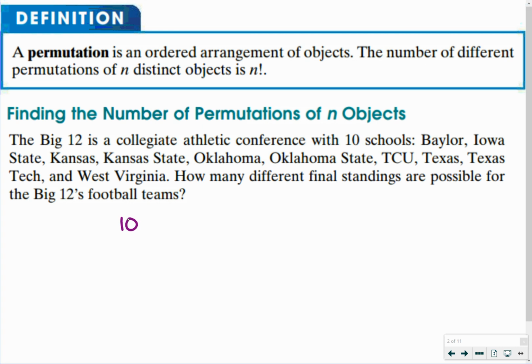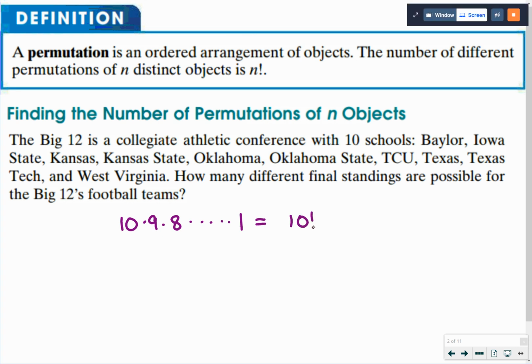For second place, first place has already been assigned, so there are 9 possibilities. For third place, first and second place have already been assigned, so now there are 8. So on and so forth down to the last team. There is only 1 place for that team. So in short, you can just use 10 factorial.